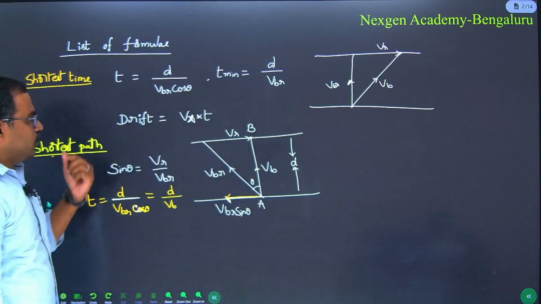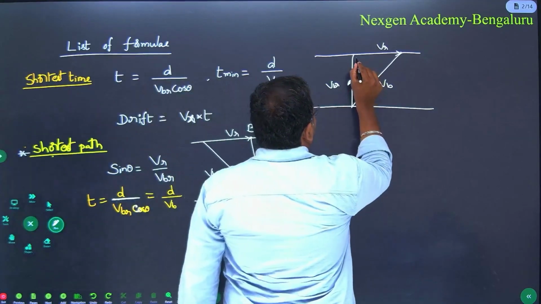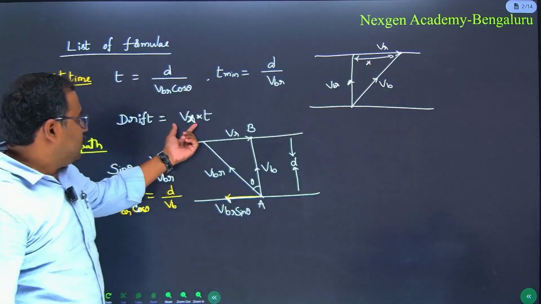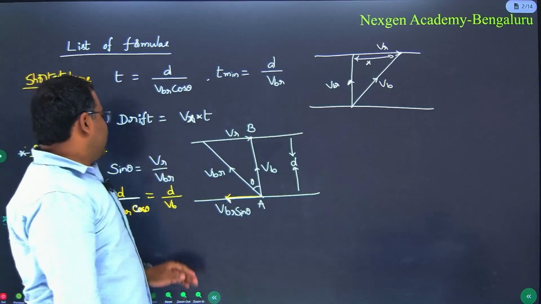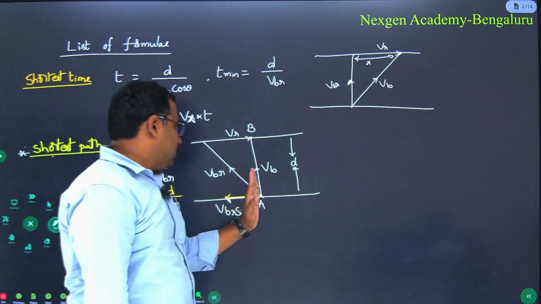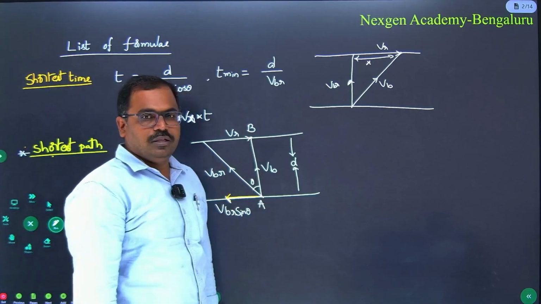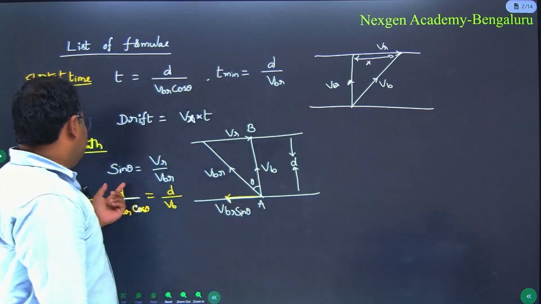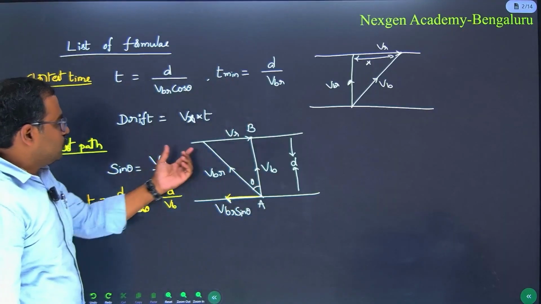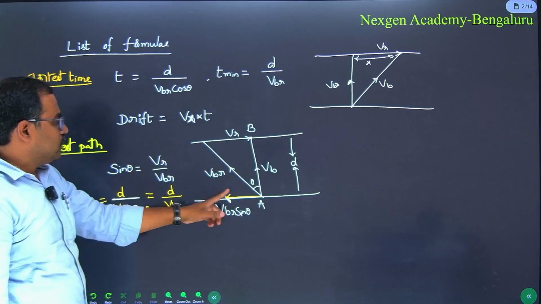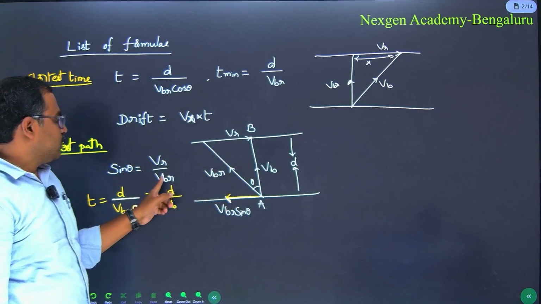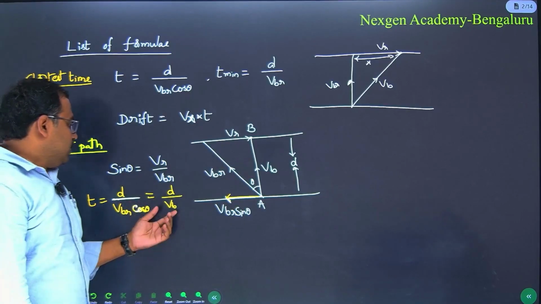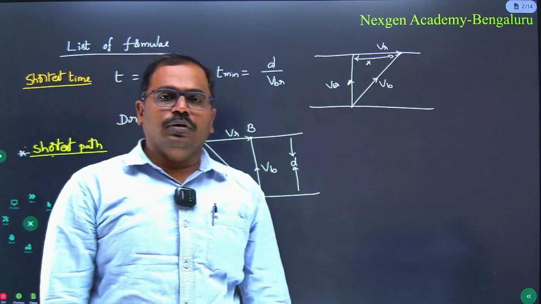When it comes to drift produced, x is the drift produced, and x is equal to the horizontal velocity Vx into the time taken to cross the river. And the shortest path means the boat is traveling along the vertical direction, with the resultant or absolute velocity. With which angle the boat has to row: sin theta is equal to VR by VBR, opposite side by hypotenuse. Time taken is equal to d by VBR cos theta, which is equal to d by VB, the velocity of the boat with respect to ground.